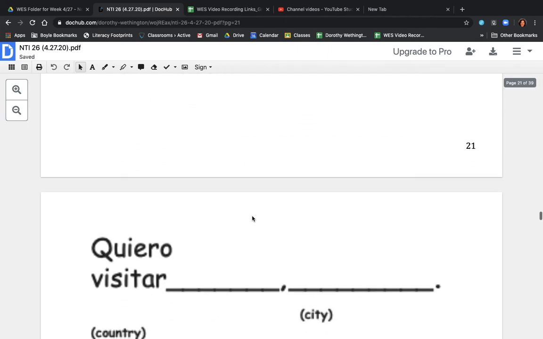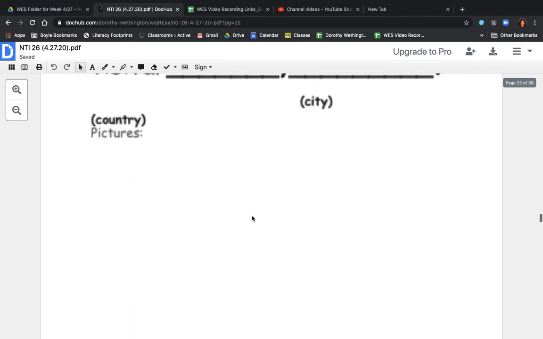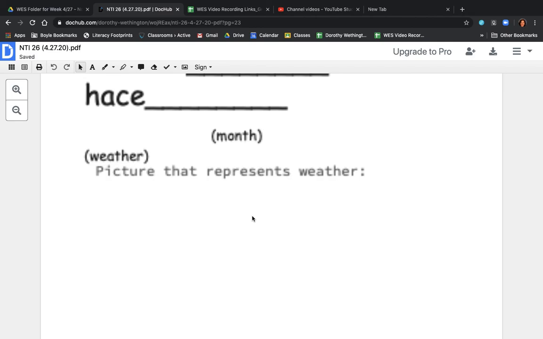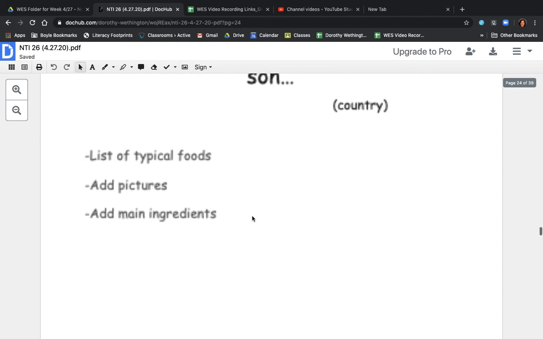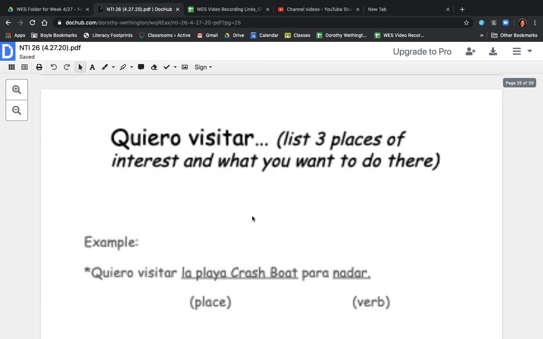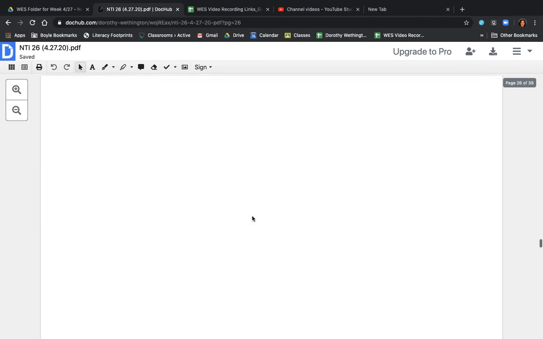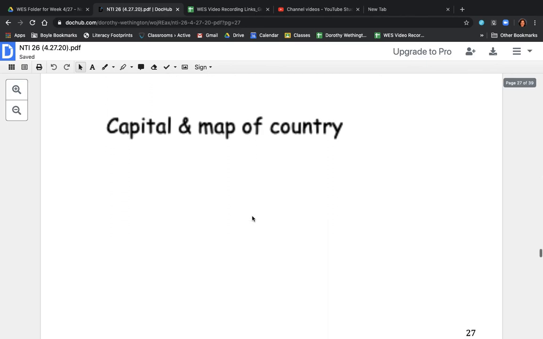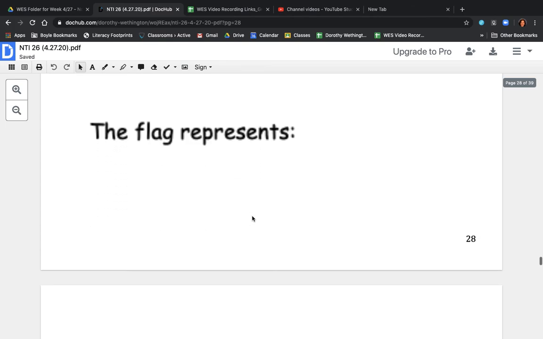So, what country did you choose? And the city. You're going to talk about the weather, the kinds of foods and pictures and main ingredients. List 3 places of interest and what you want to do there. Location of Spanish-speaking country, capital and map of country, colors of flag, what the flag represents.